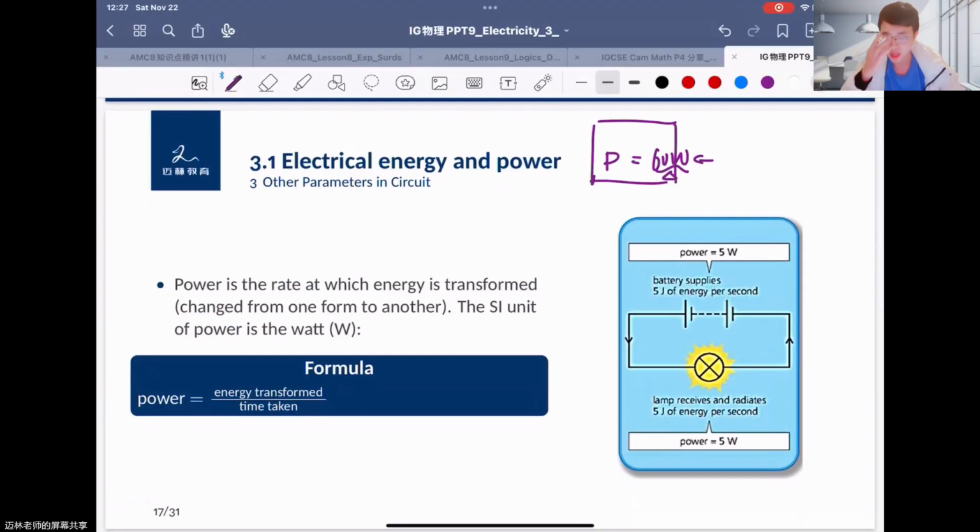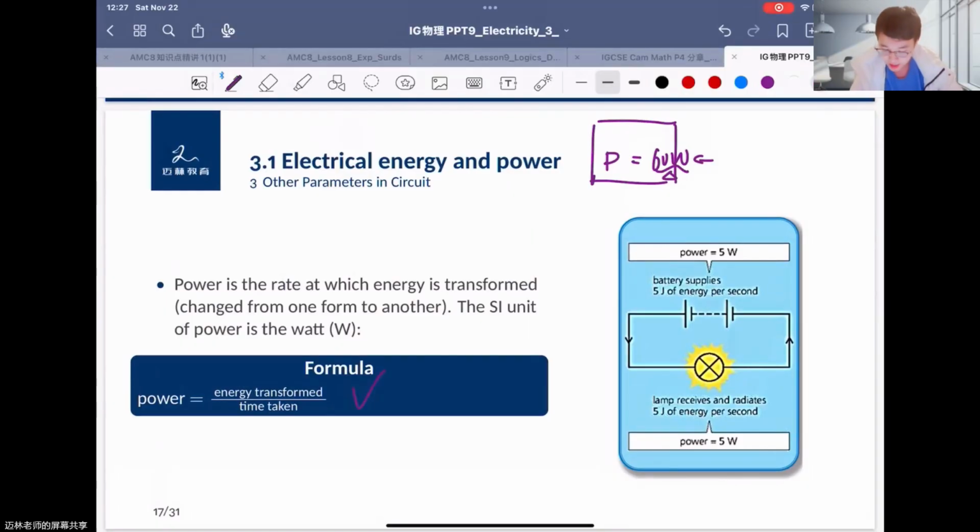So power just means how much energy is consumed per second or per minute, right? So this is just a value. If an electrical device needs very big power, that means it needs a lot of electricity when using it, right? So power we can say is energy transfer over time taken.